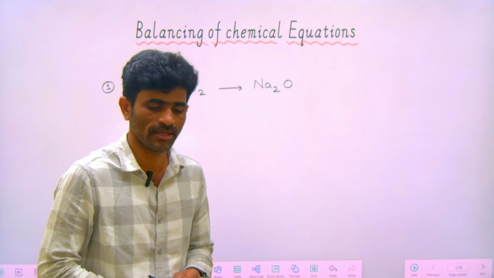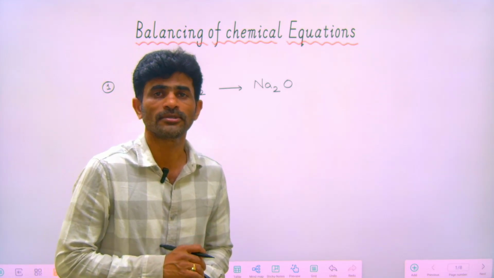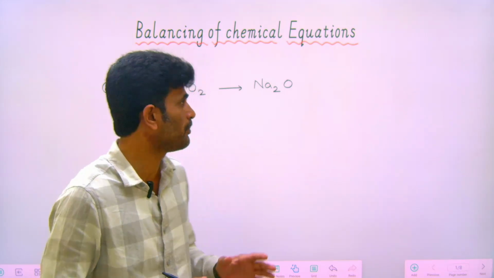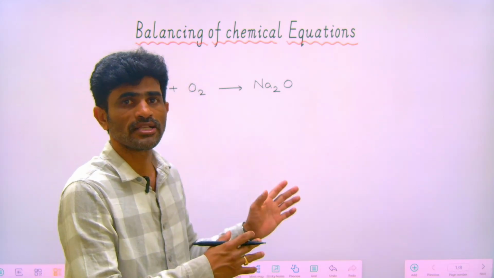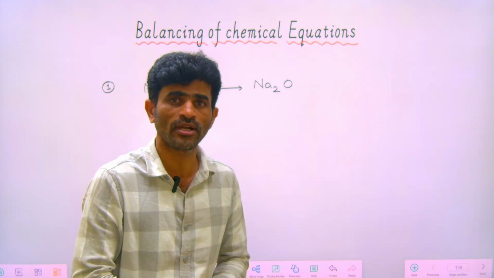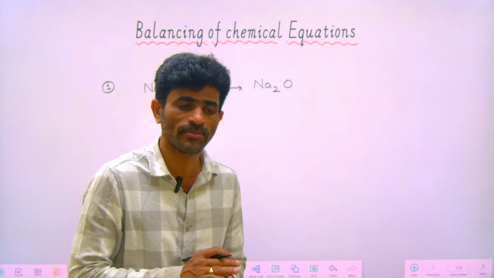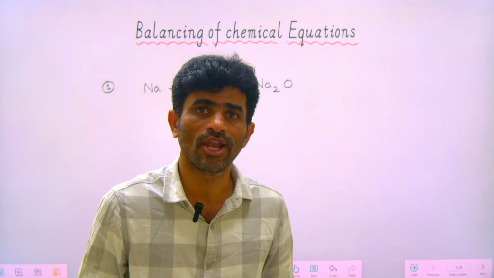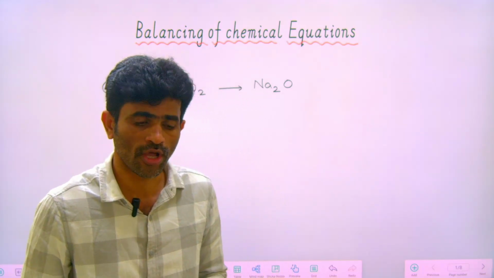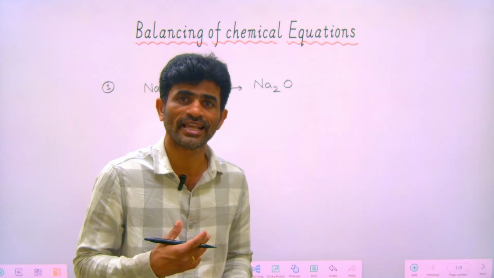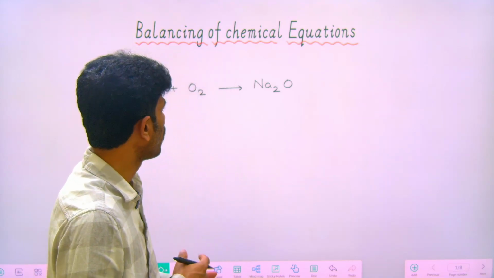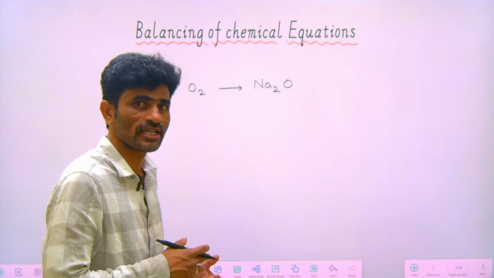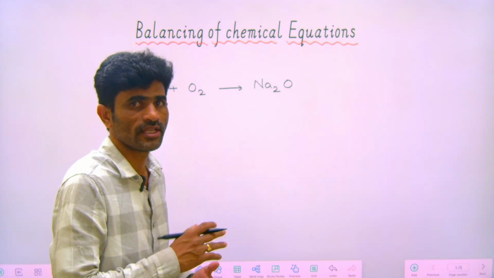Why do we need to balance a chemical equation? Because whatever mass is there before the reaction, the same mass should be there after the reaction also. That means the mass of substances cannot be created or destroyed. This is called the law of conservation of mass. What is the law of conservation of mass? Mass can neither be created nor be destroyed. So whatever mass is there before the reaction should be the same after the reaction also.